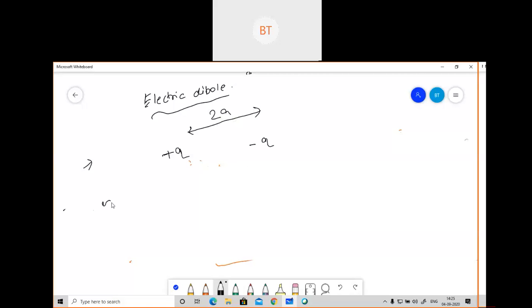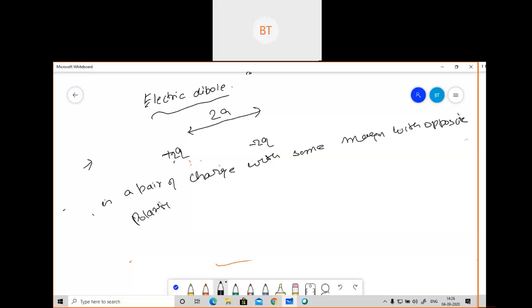So let me write it. Electric dipole is a pair of charges. As you can see in the figure, a pair of charges plus q and minus q with some magnitude, meaning some value will be there with plus q. Let me assume it is 2q, it is minus 2q, with some magnitude and with opposite polarity. Means if it is plus, then the other will be minus, and if it is minus, then the other will be plus. So like this we can define electric dipole.